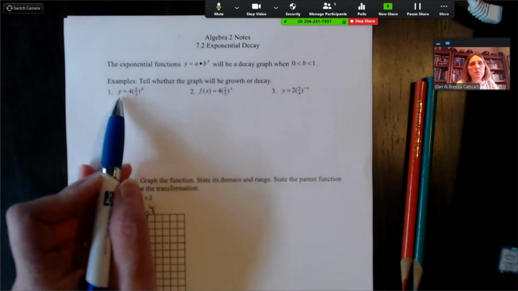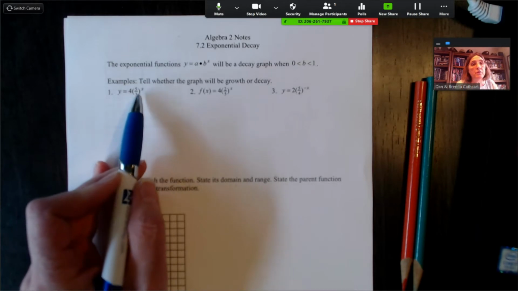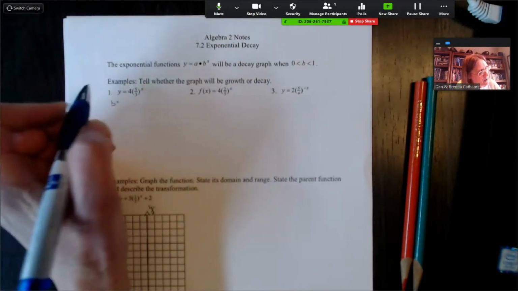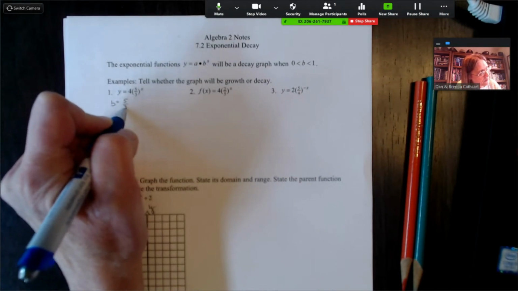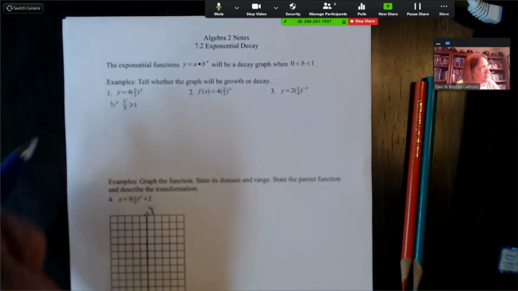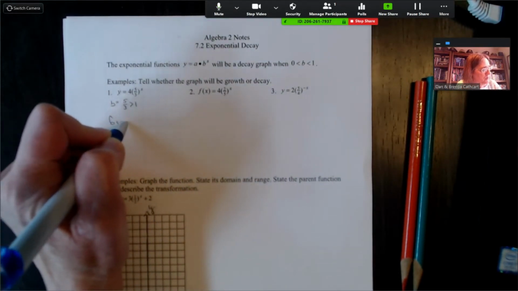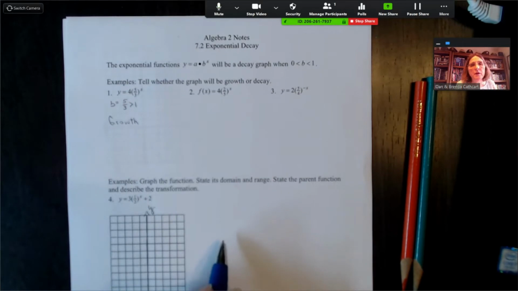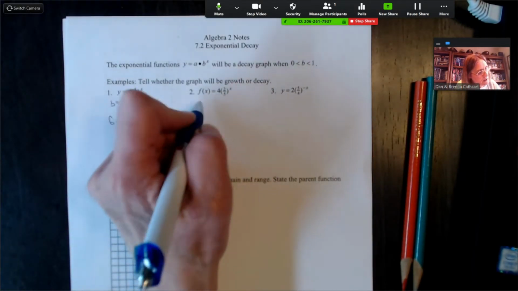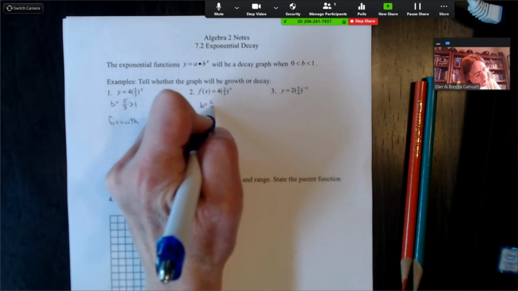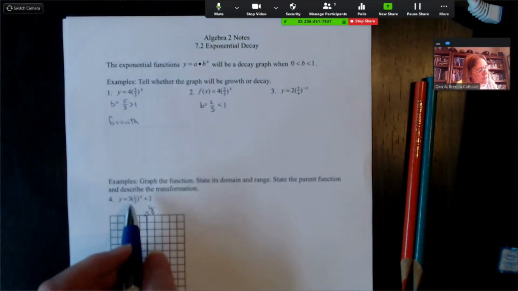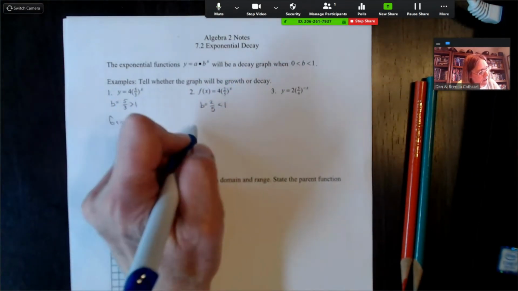In number 1, we have y equals 4 times 5/3 raised to the power of x. Our value of b, our base, is 5/3, which is greater than 1. Since it's greater than 1, this graph is going to be a growth graph. In number 2, our value for our base, b, is 2/5. 2/5 is less than 1. Since that's less than 1, then it will be a decay graph.